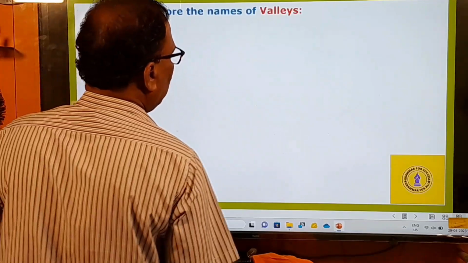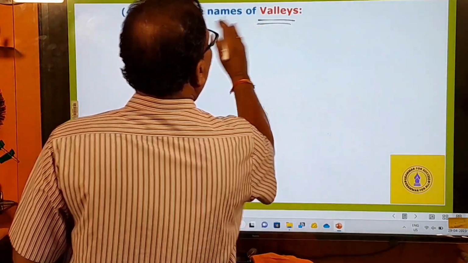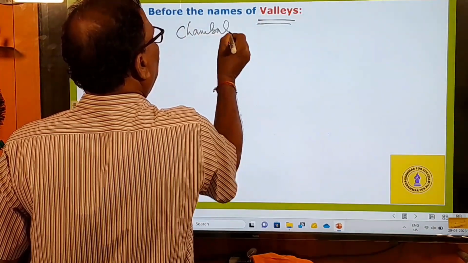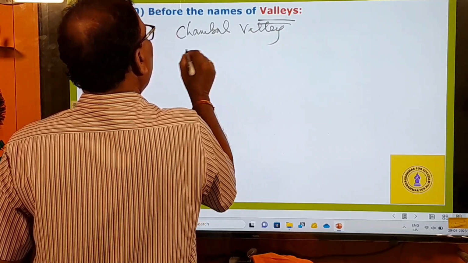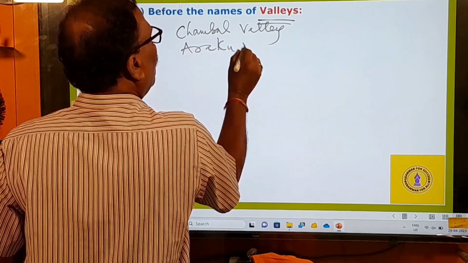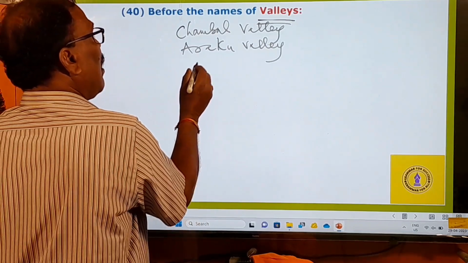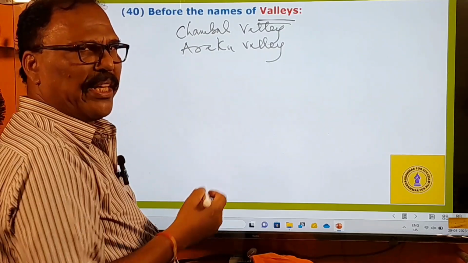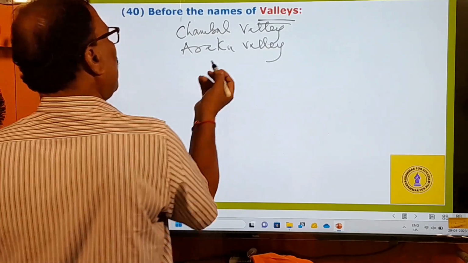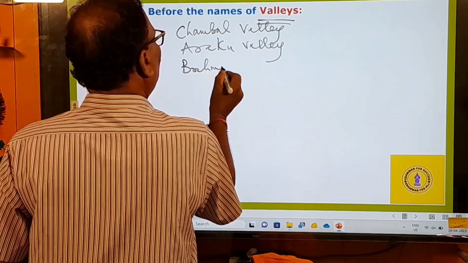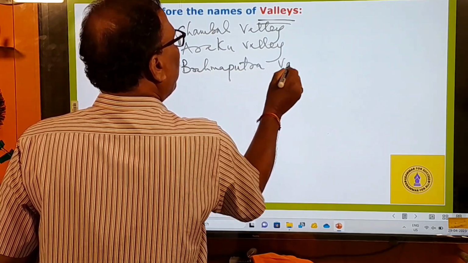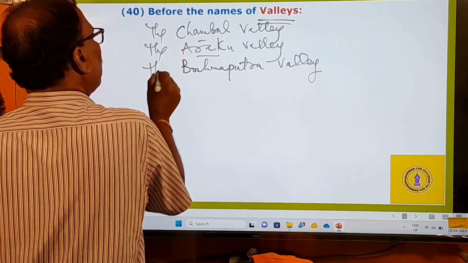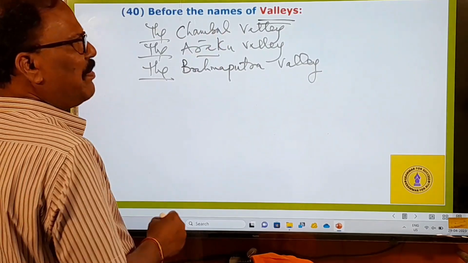And before the names of valleys, this is again an important rule. For example, valleys means immediately you remember Chambal Valley in Madhya Pradesh, Araku Valley in Andhra Pradesh. And similarly, Brahmaputra Valley. So before all of them, you must use the definite article, right?